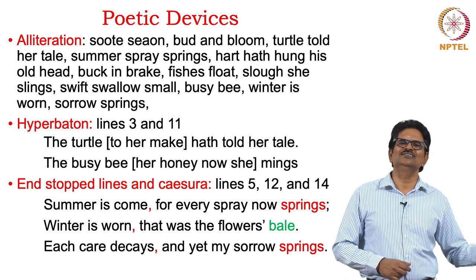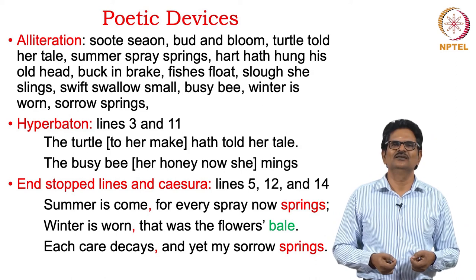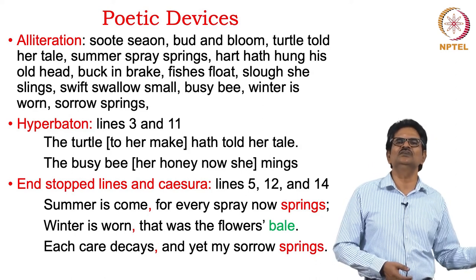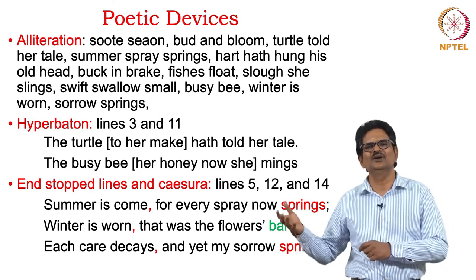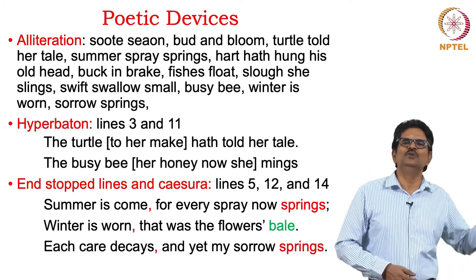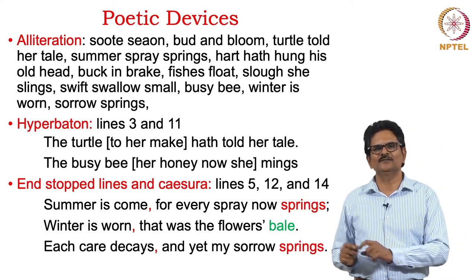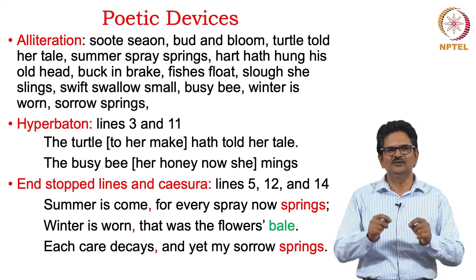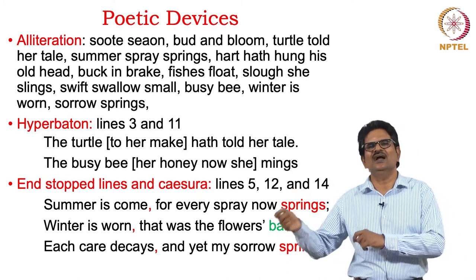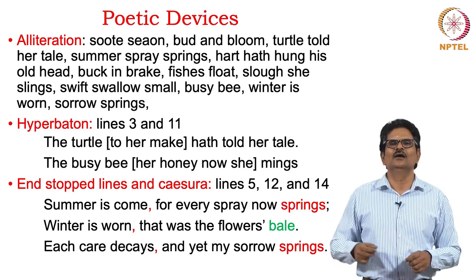The turtle to her make hath, make his mate, told her tale. We would normally have this word order, the turtle told her tale to her mate. And in the second example, we have the busy bee, her honey now she minks. The words we have put in brackets, it is normal to have at the end. The busy bee minks, that is mingles or collects her honey now.